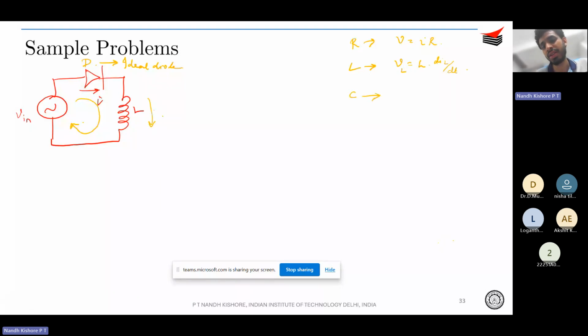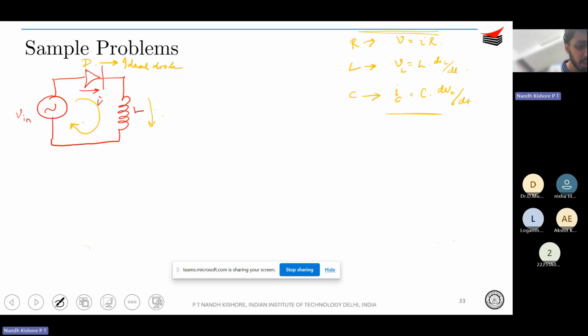And for a capacitor, you have IC equals C into dVc by dt. So these are the three relations that define your voltage and current relationship in your passive elements of R, L, and C. So we will do the same thing over here as well, right?